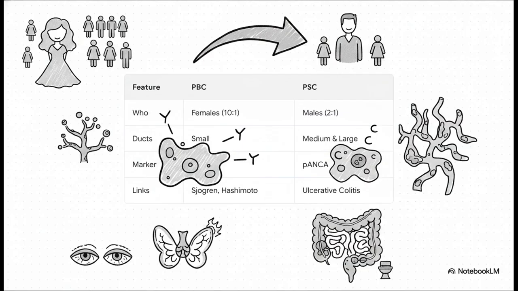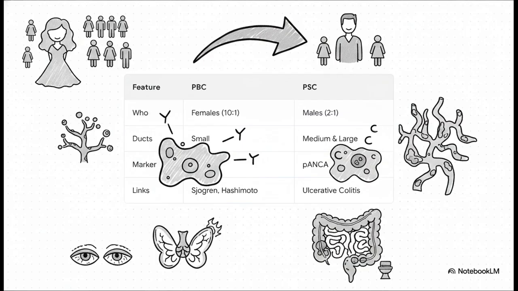It selectively attacks the small intralobular bile ducts, and the absolute gold star marker? That's the antimitochondrial antibody, or AMA, which you'll find in about 95% of these patients. It's also frequently associated with other autoimmune diseases, like Sjogren's syndrome and Hashimoto thyroiditis.